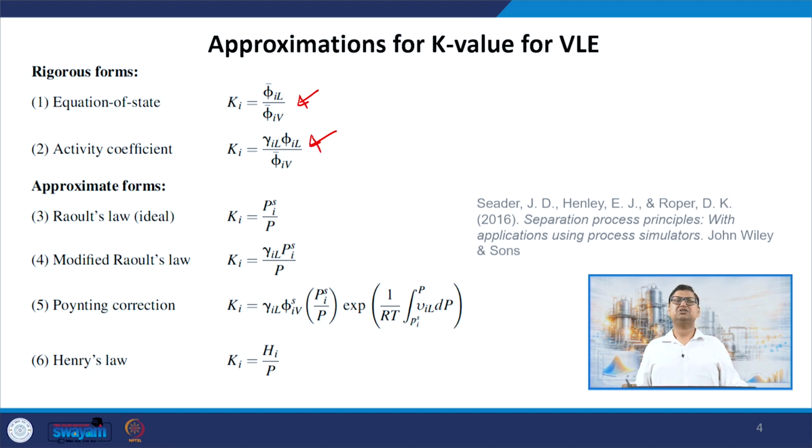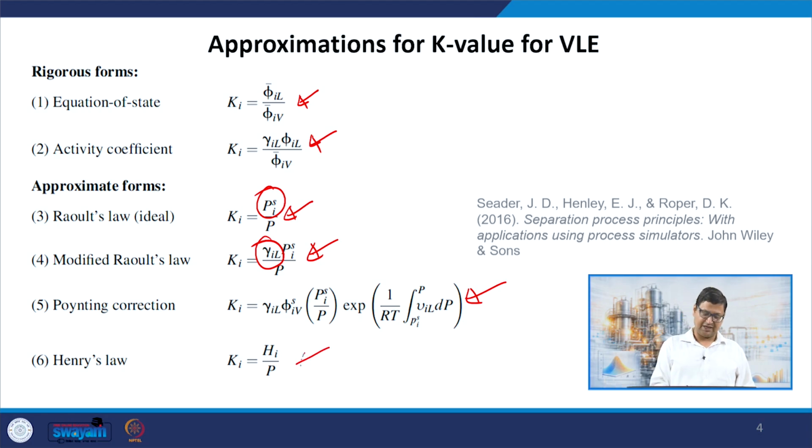And then there are some approximate forms which are going to apply for particular situations. For example, if Raoult's law is valid, in that case Ki can be written like this, where Pis is the vapor pressure of component i in saturation conditions. We also have modified Raoult's law, where an extra activity coefficient also appears. We have something known as an additional Poynting correction and something known as Henry's law that is applicable for dilute solutions. And in fact, there are many other approximate forms, right?